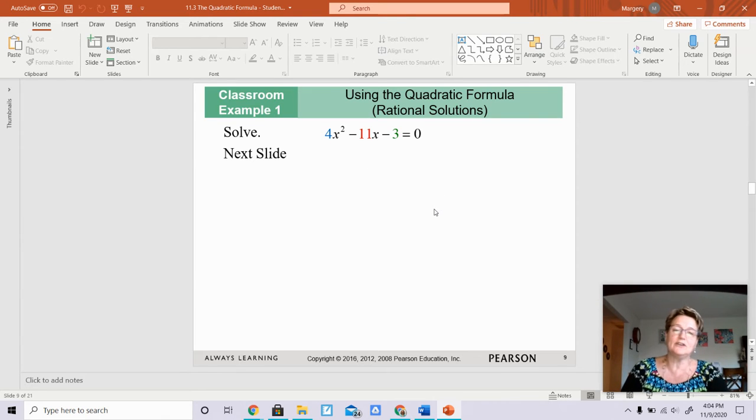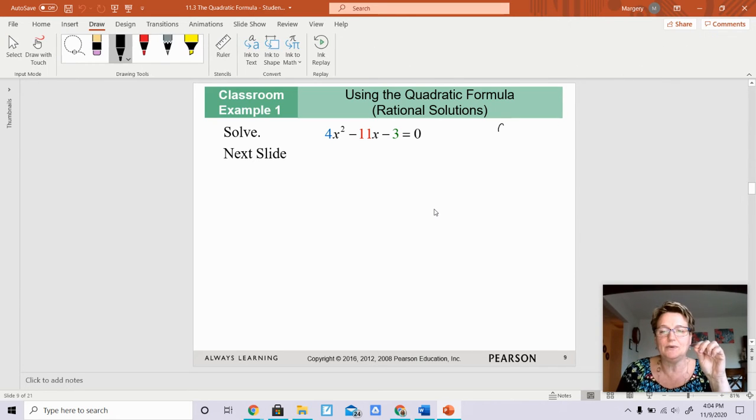So the first thing you're going to do is we have 4x squared minus 11x minus 3 equals 0. It is in standard form. You need to tell me what a is, b is, and what c is. A is the number in front of the x squared. B is the number in front of the x. C is your constant, which is negative 3.